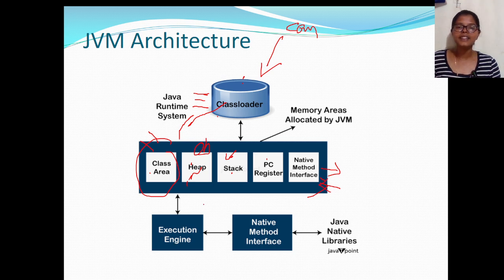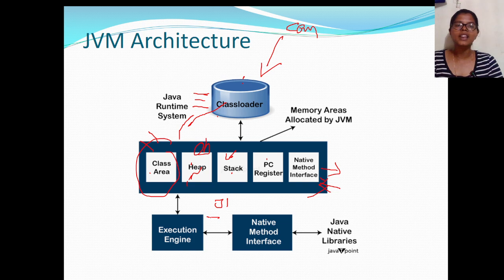And the execution engine contains the just-in-time compiler, interpreter, and automatic garbage collector. Interpreter executes line by line. Just-in-time compiler compiles the entire bytecode and converts it to machine code for a better result. And automatic garbage collector deletes memory of the non-user objects. This is the complete architecture of the JVM.